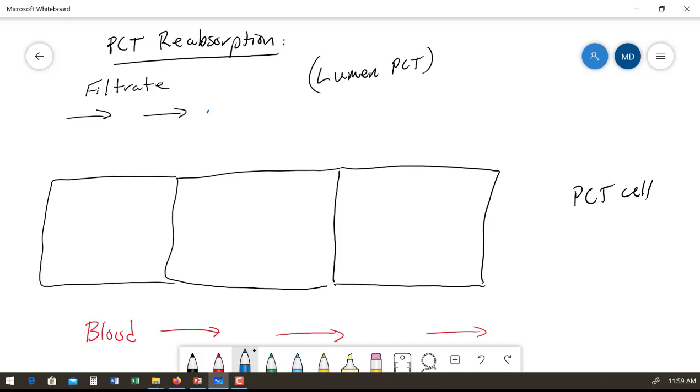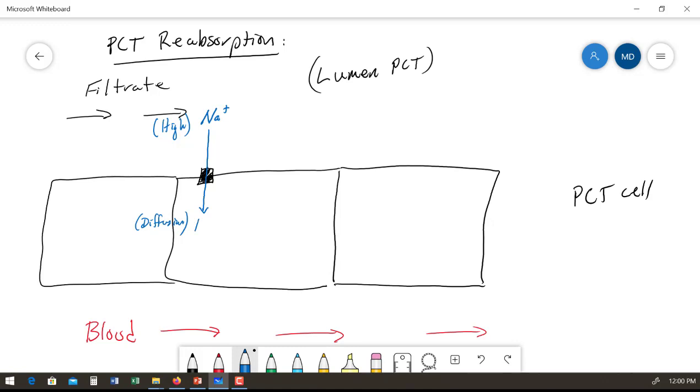There's too much sodium in the filtrate. Sodium is going to move through, let me draw this in black here. Basically just some sodium proteins, where basically sodium can just flow through these proteins by diffusion because we have a high amount of sodium in the cell, or excuse me, in the lumen where the filtrate is. So this sodium is just going to naturally diffuse, so this is going to travel by diffusion into the cell.